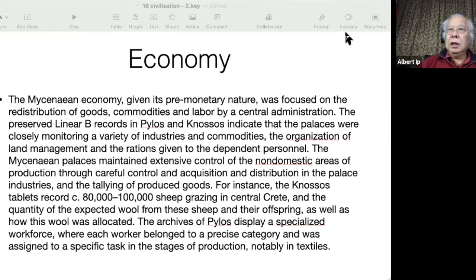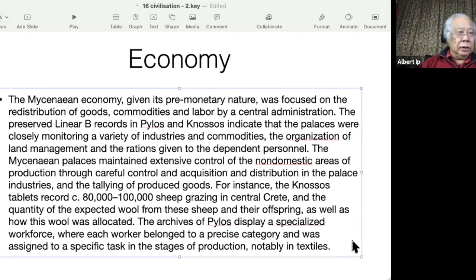Oh, what's behind this? Come on. Okay. Continue.